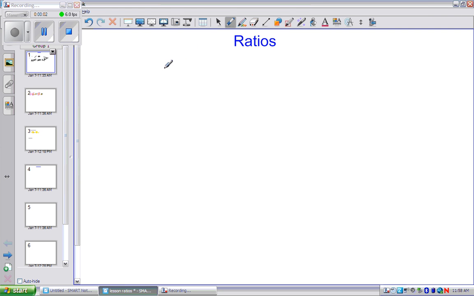What are ratios, you say? Well, a ratio is a comparison of two numbers. Ratios can be written three ways. One way is using a colon. Another way is to write it like a fraction with a slash mark. And lastly, to write the word "to."